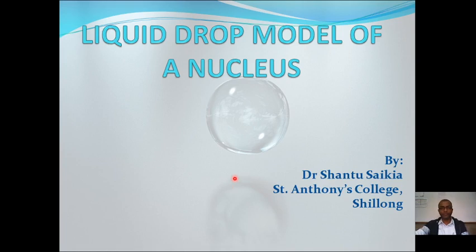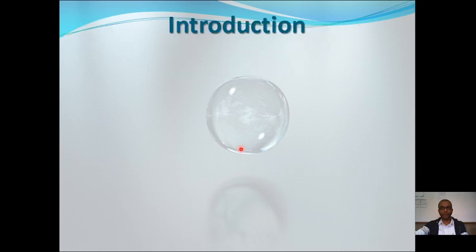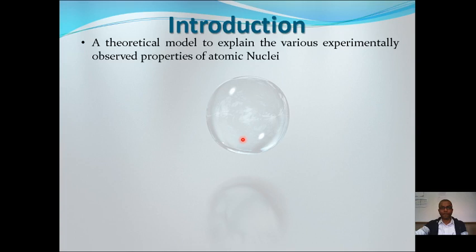So I prepared a small presentation on this. Let's go ahead. So what is the liquid drop model of a nucleus? It's a theoretical model to explain the various experimentally observed properties of atomic nuclei.